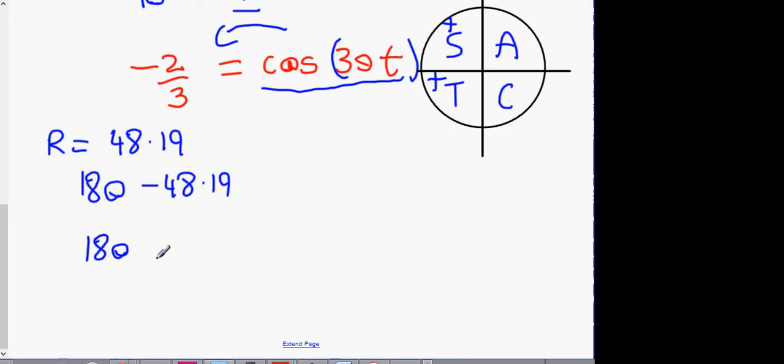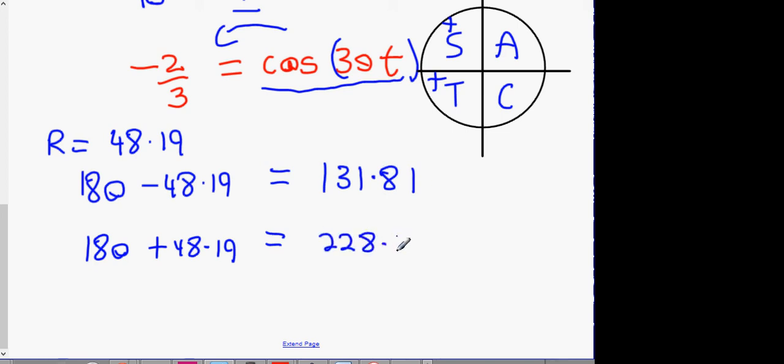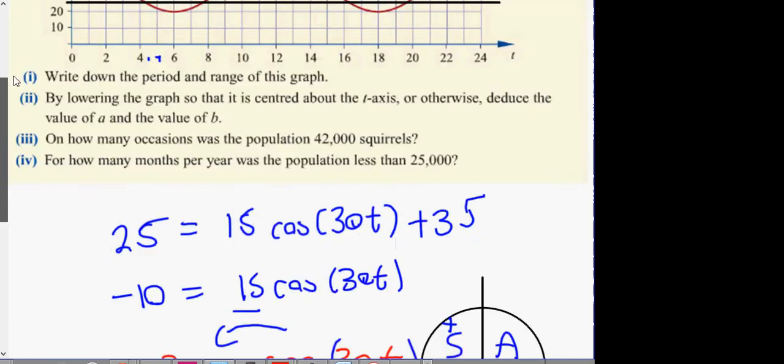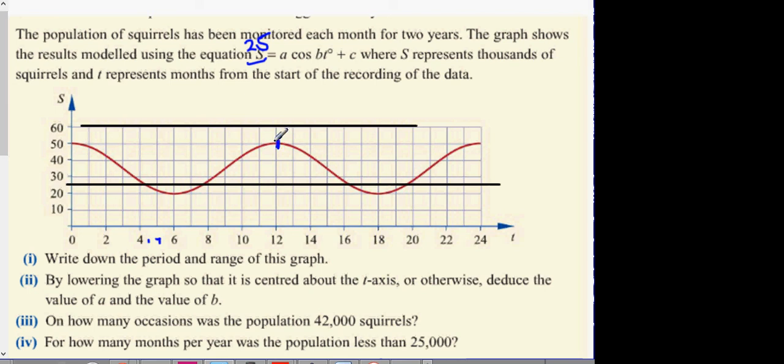Now just bear with me here, I know this is a bit on the long side. So what's the answer for the two of them? 131.81, and the other one? 228.19. Okay guys, add on 360 to both of those values to get the next ones in line, because it happens twice. How do I know it happens twice? Remember, 360 is located here, and then it goes all the way up to about 720.